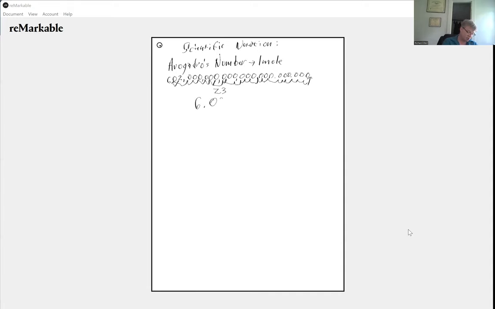You put the decimal point after the first non-zero number, and it's always times 10 raised to the 23rd power. Where'd 23 come from? 23 came from here. We had to move the decimal point 23 places to put it after the 6. So the scientific notation is 6.02 times 10 to the 23rd.